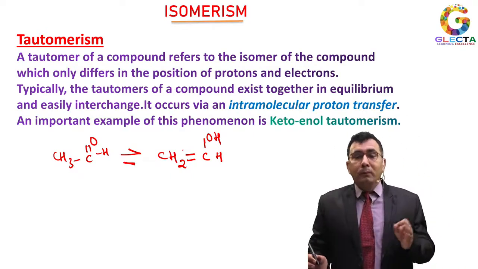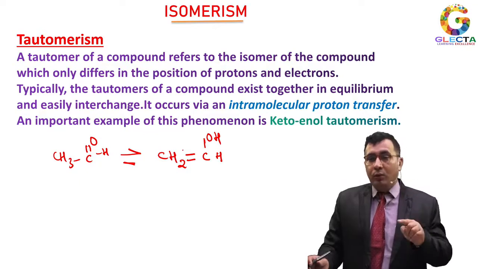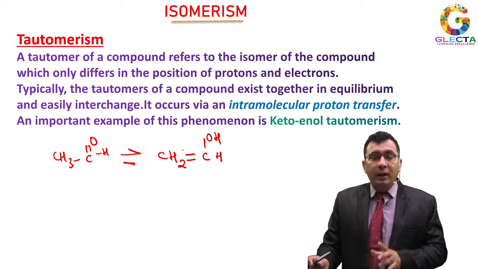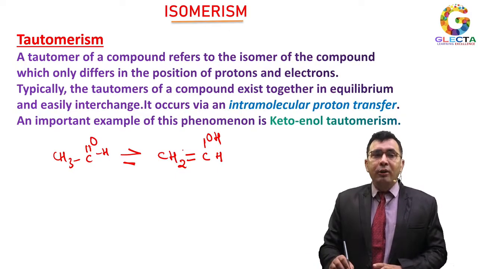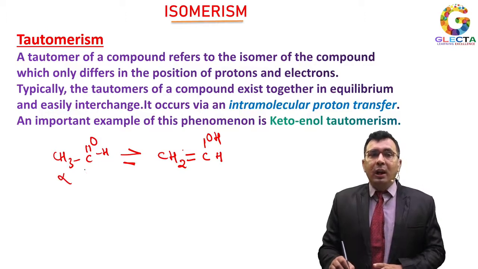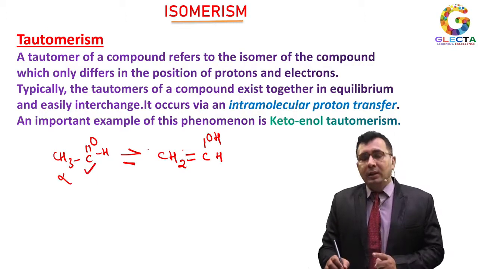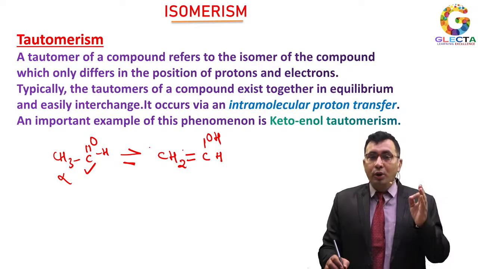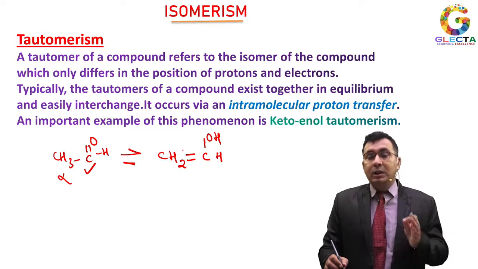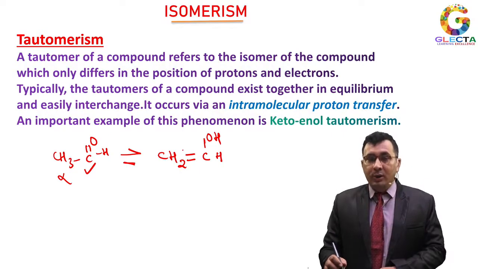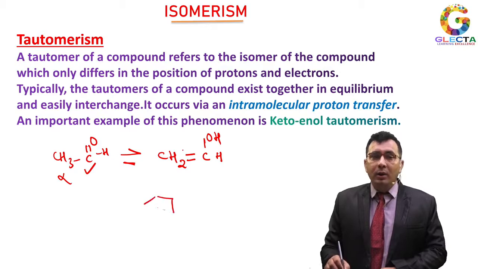There is a condition the compound must follow, then it can show keto-enol tautomerism, and that is there should be free alpha hydrogen available. Alpha hydrogen means the hydrogen which is on the carbon directly attached to the carbonyl group. And the second is that the alpha carbon should not be attached with any unsaturated bond, either double or triple bond. It should always be attached with a single bond. Then the compound can show tautomerism. I'm giving you one more example. It will help you to clear the concept.